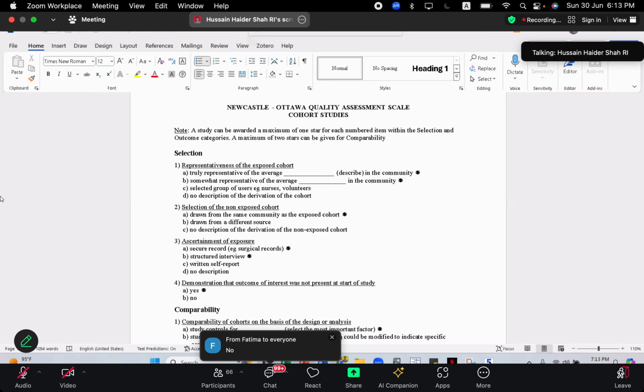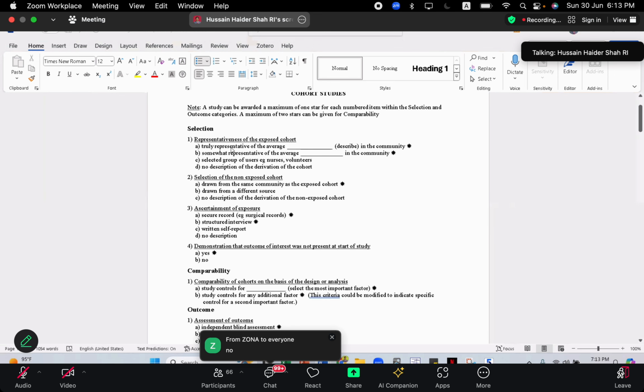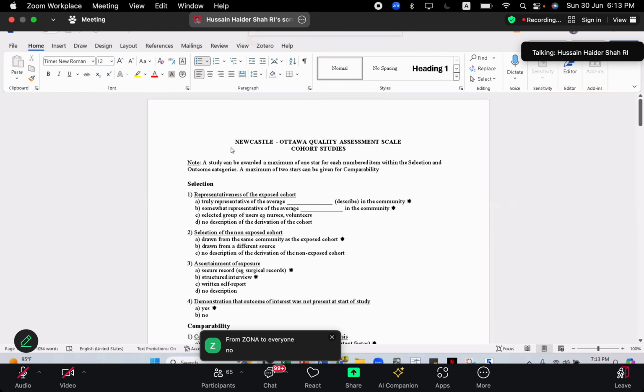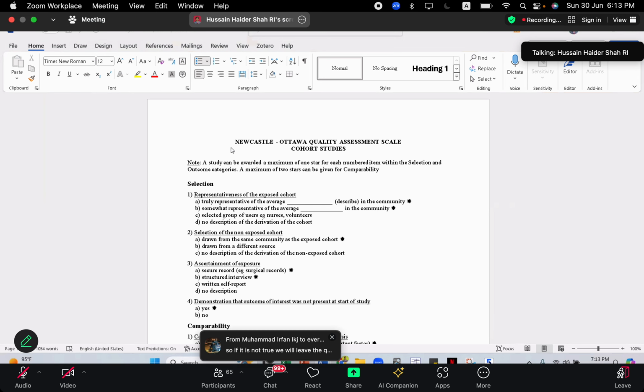There is this Newcastle Ottawa scale. It can be tricky. This is a theoretical portion, but you have to understand it. You don't have to go thoroughly or deeply. You just have to answer these questions. Consider you have included 5 articles in your meta-analysis, and there are 2 cohort studies and 3 randomized controlled trials. So you will pick the first cohort study. You will thoroughly go through the methodology section of that cohort study. If it is not true, we will leave the question. It won't be a true representation.